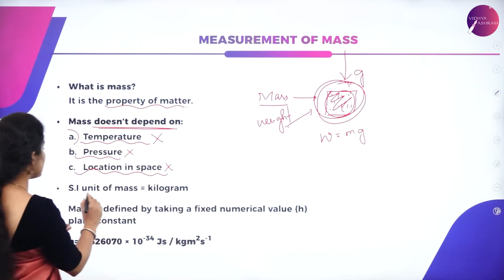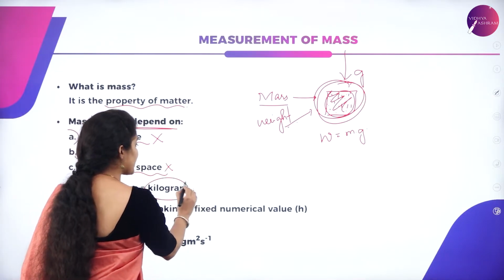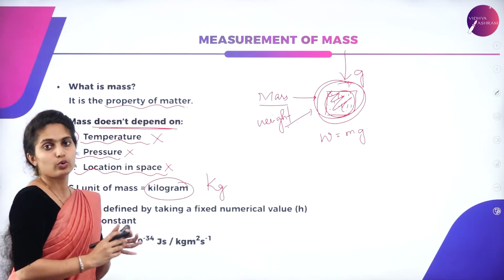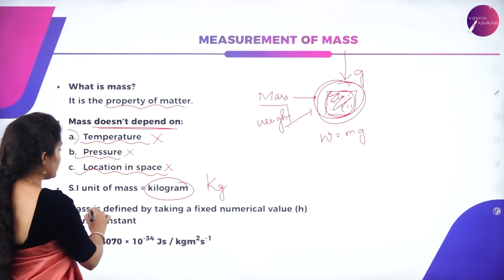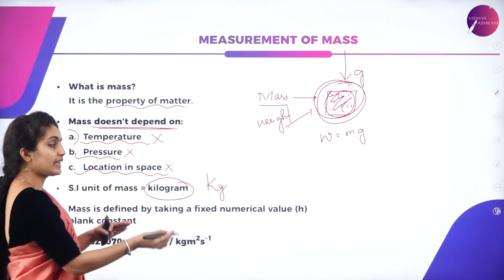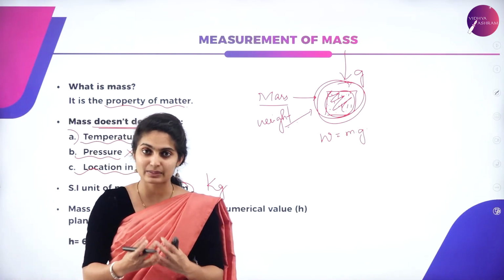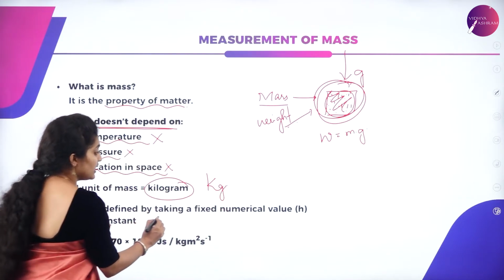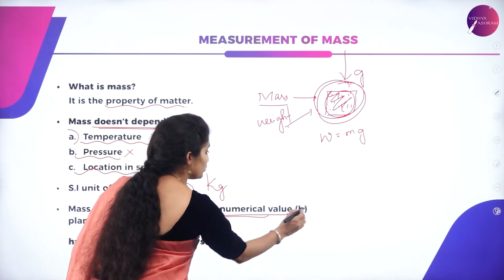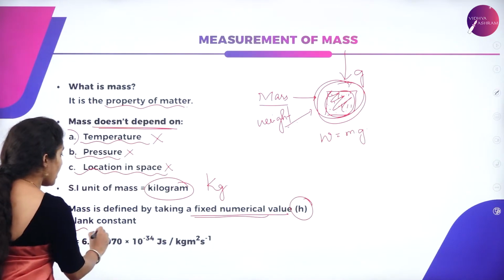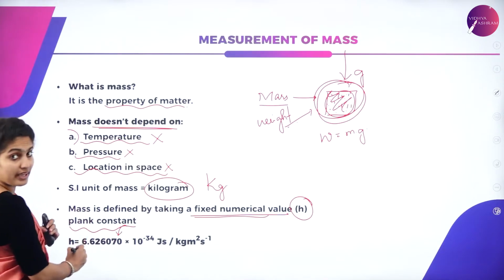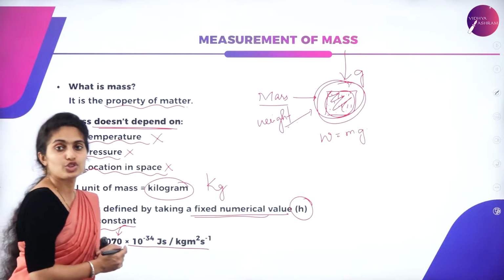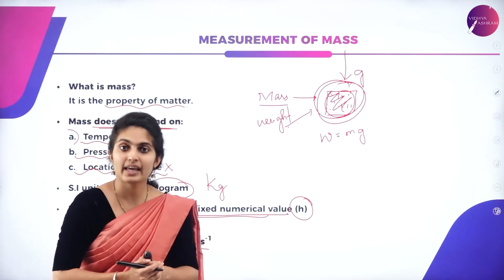Okay, next, the SI unit of mass is the kilogram. In short, it can be considered as kg. Kg means kilogram. And next, how can you define mass? Whenever you're doing an experiment, what was considered as the base foundation for mass? They took a fixed numerical value, that is h. H means Planck's constant. And what is the value of h? It is 6.62 into 10 to the power of minus 34 joule seconds, or kg meter square per second.